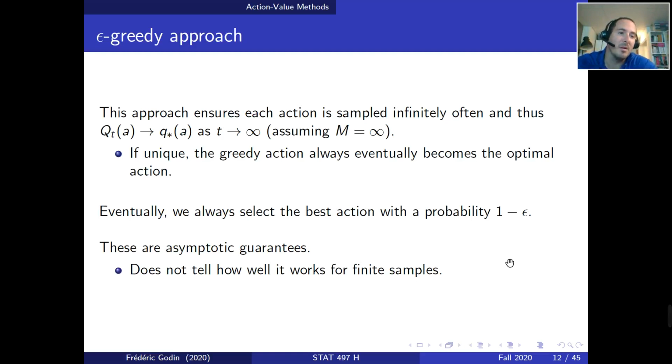And because you sample infinitely often from each lever as time goes by, the estimate associated with each possible action will converge to the true expected value for each action A. So by having an epsilon greedy approach, because you're forced to sample from the various levers infinitely often, for each lever A, the estimate of the mean will converge to the true estimate.